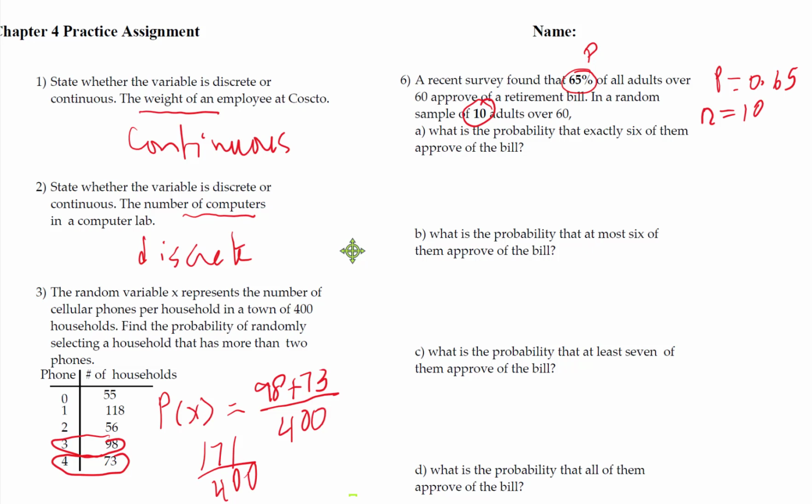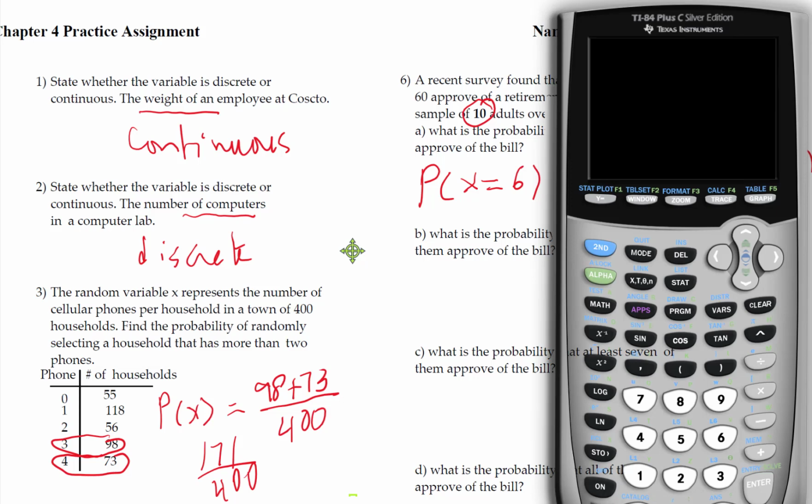First question, this is section 2 now. What is the probability that exactly 6 of them approve of the bill? As I explained to you, for exactly you have to use a function called binomial PDF, which I'm going to show you in a second. And then you enter the value of N, which is 10. Then you enter the value of P, which is 0.65. And then you enter 6 and you process the answer. Let's demo how this is done.